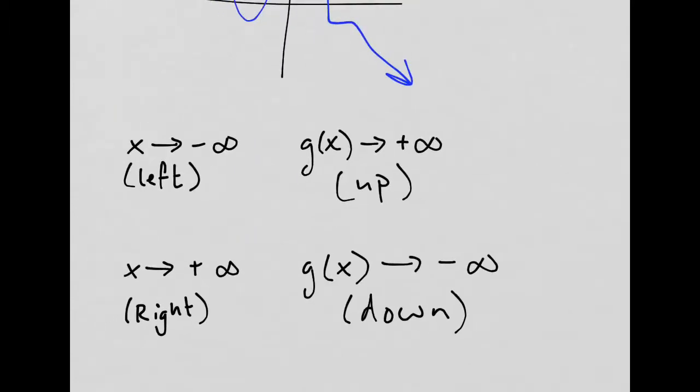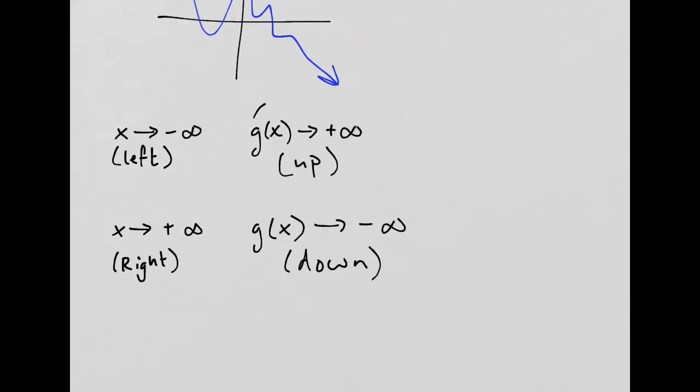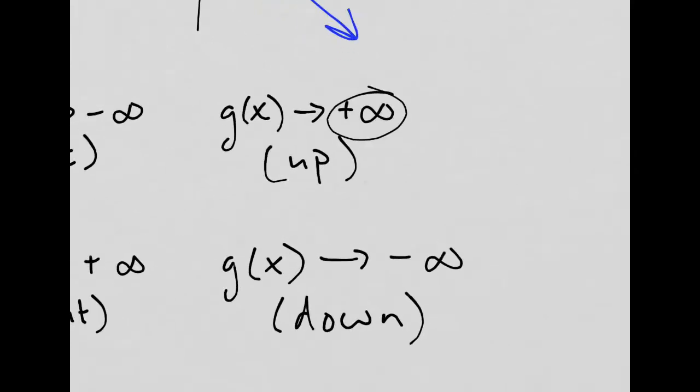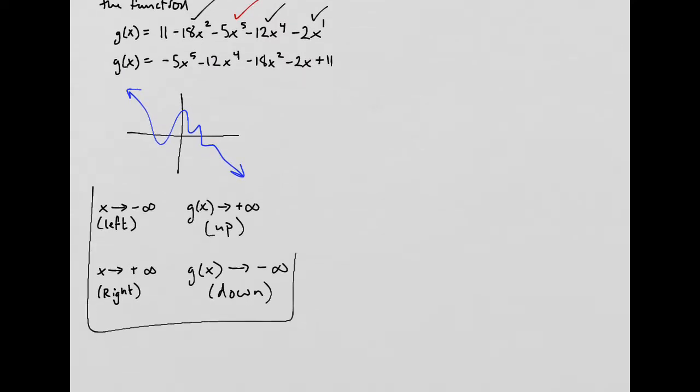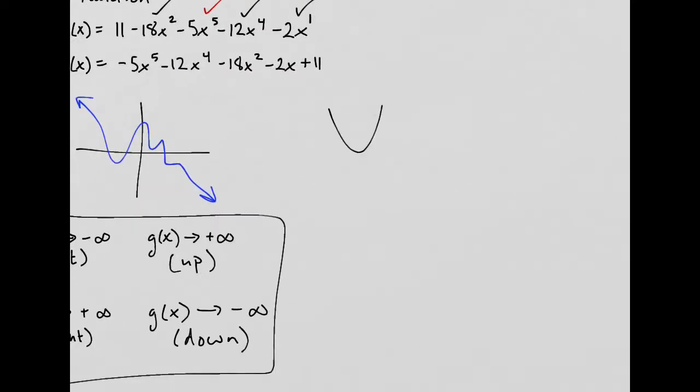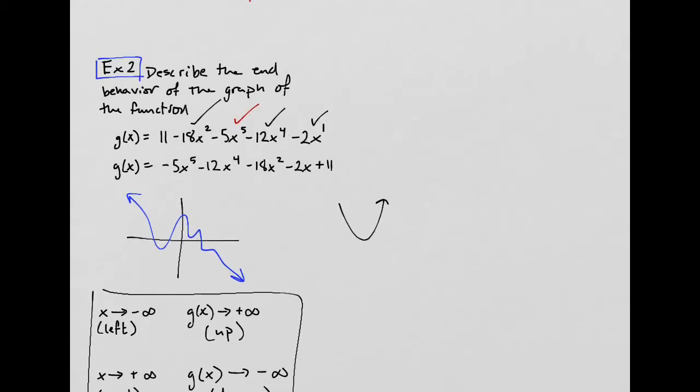The way you say left and right is with x, because x is left and right: negative infinity is to the left, positive infinity is to the right. And then g of x is like your y, that's up and down. Positive infinity is up, negative infinity is down. So that's how you describe the end behavior. If you had something where you go up to the left and up to the right, then you just write this part twice. That's pretty easy. That's how you describe end behavior. I'm going to be done with this video.